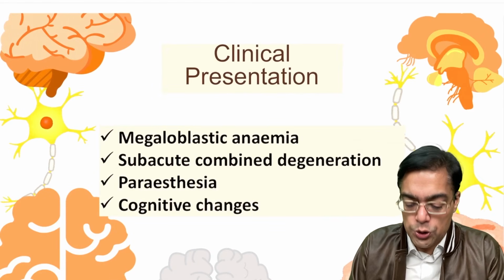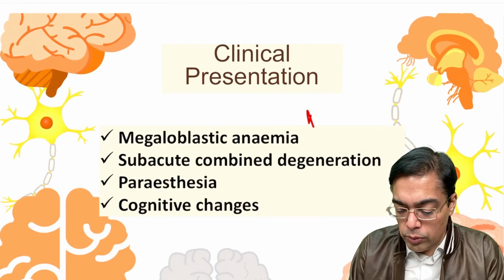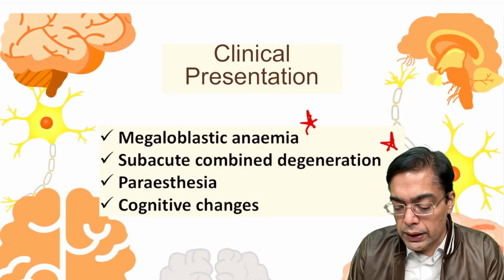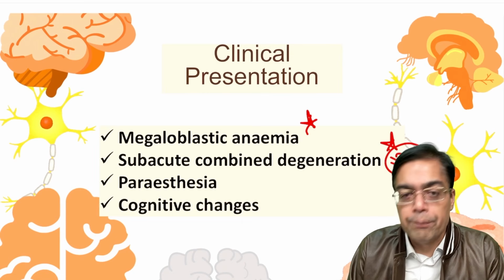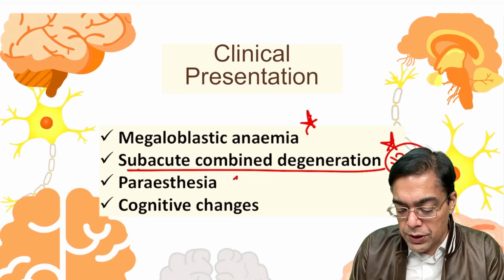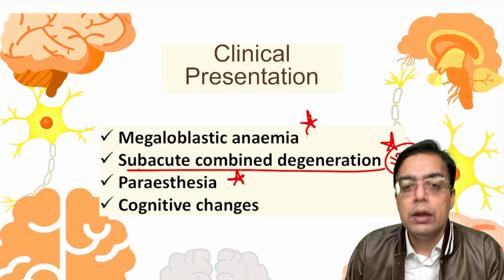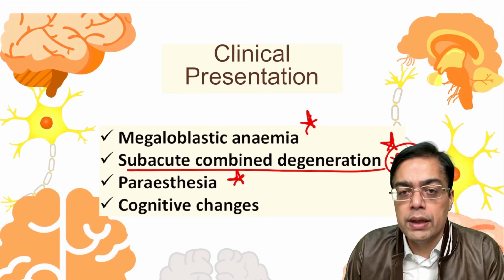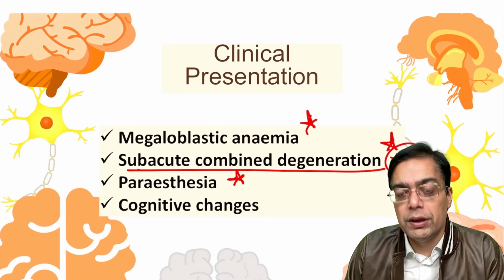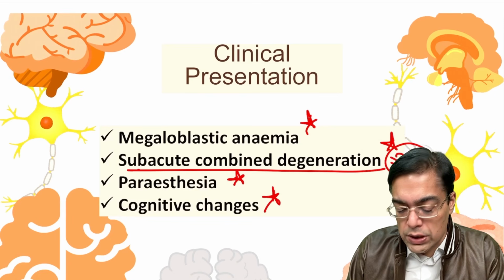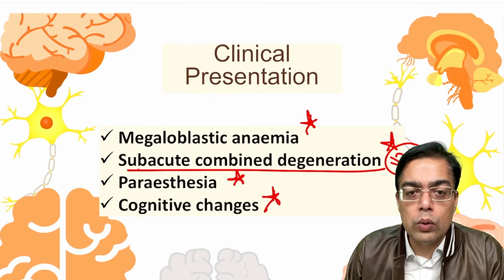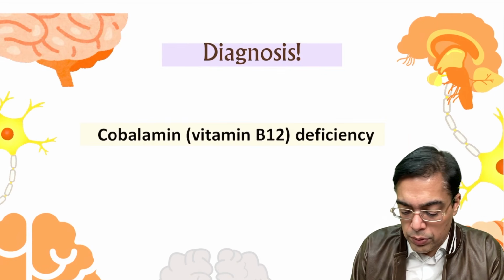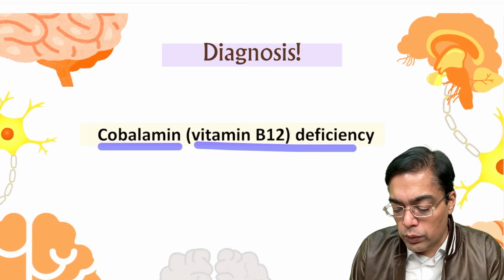यहाँ पे क्लिनिकल प्रेजेंटेशन ऑफ अ पेशेंट इज प्रेजेंस ऑफ मेगालोब्लास्टिक एनीमिया. देयर इज सब एक्यूट कंबाइंड डीजेनरेशन ऑफ द स्पाइनल कॉर्ड. I mean, this is a separate question asked in the exam. Patient is having the presence of paresthesia, the presence of numbness or tingling sensation, and the patient is said to be having the presence of cognitive changes. Of course, without a doubt, the patient is suffering from a condition that is going to be given the name of cobalamin or vitamin B12 deficiency.